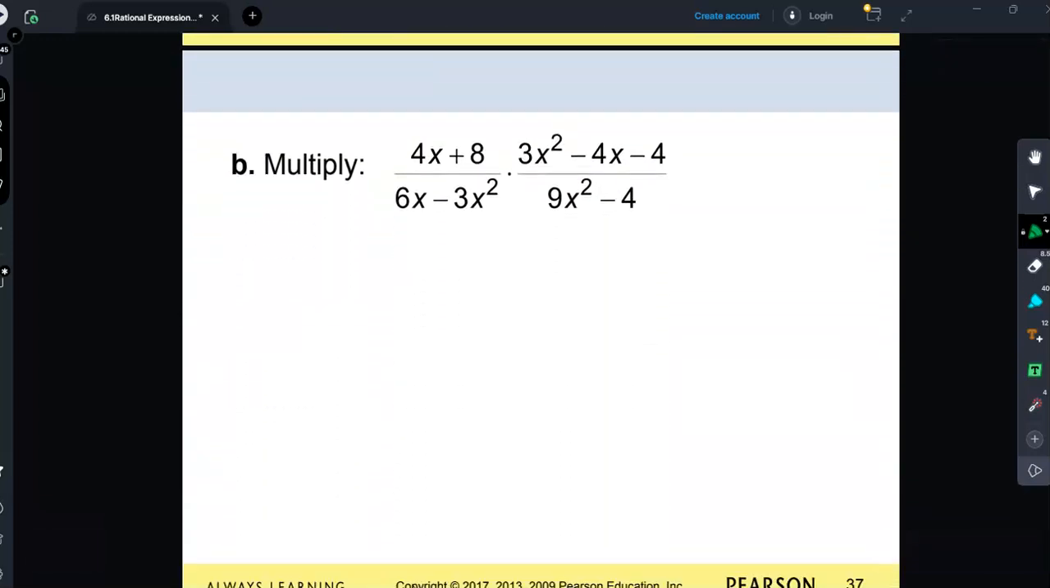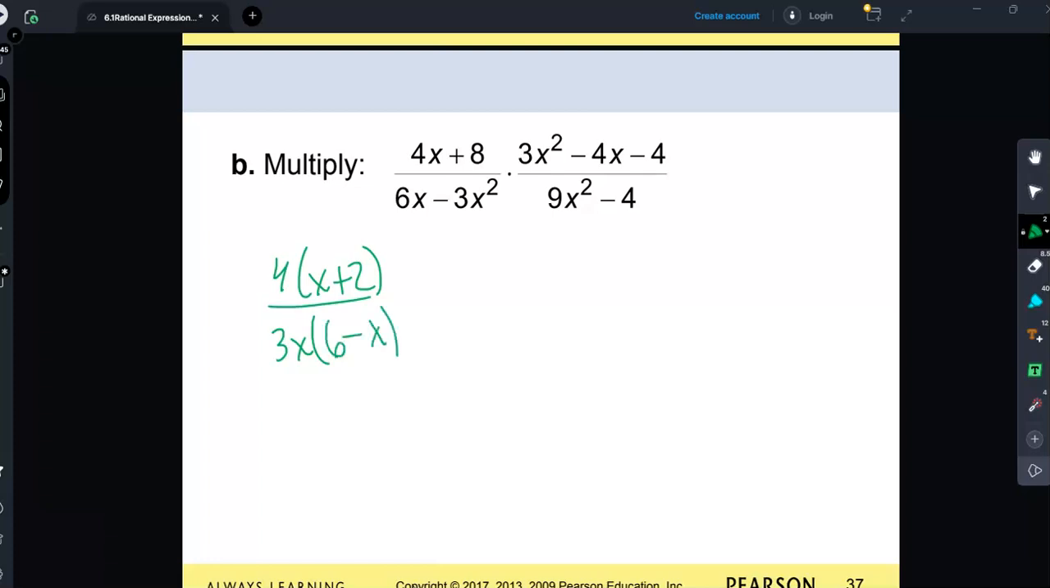Okay, let's do this one together. We have 4x plus 8. We have 6x minus 3x squared. Well, here, both of these, we can pull out a common factor. So this would be 4 times x plus 2. Down here, I'm going to pull 3x out. So here we have 6 minus x, right?